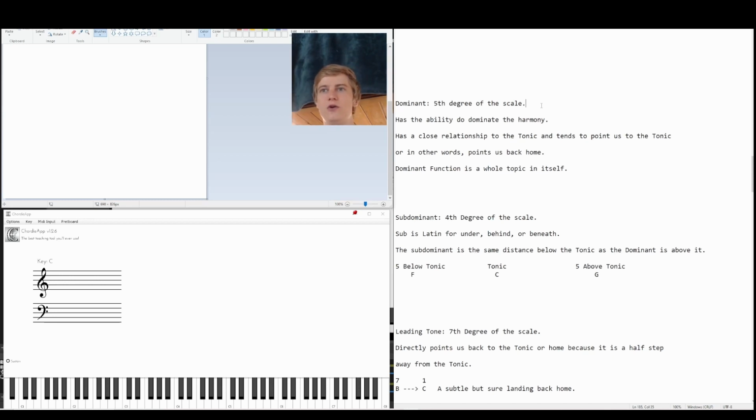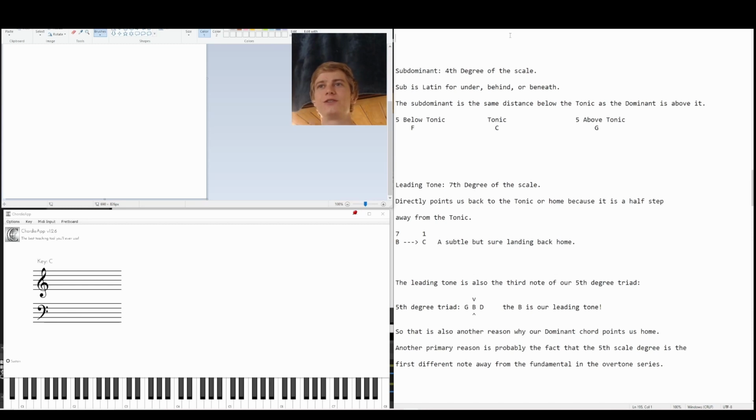Dominant function is a whole topic on itself, but just for our ears to hear what's going on here, if I start in the note C, and then I go to G, which would be the 5th scale degree, and then I go back to C, we're going to hear that in relationship to the C, the G is going to sound a little bit unsettled, and it will sound settled when we go back to the C. If you didn't quite pick up on that with your ears, no worries, because a lot of this stuff just kind of takes some time training your ear.